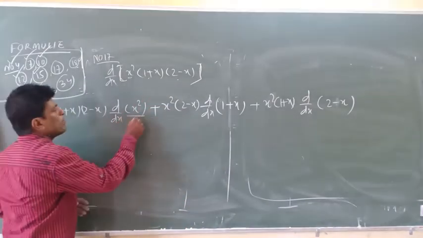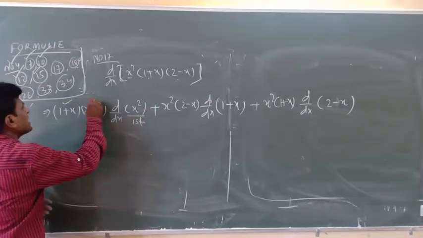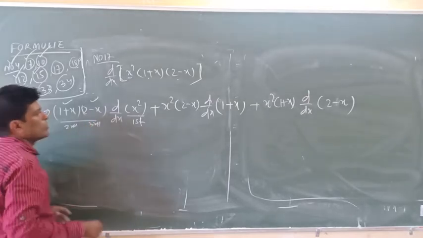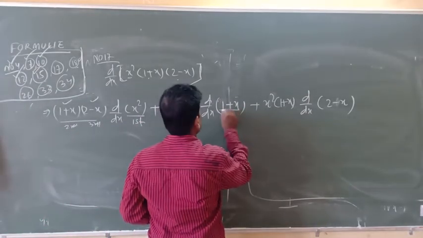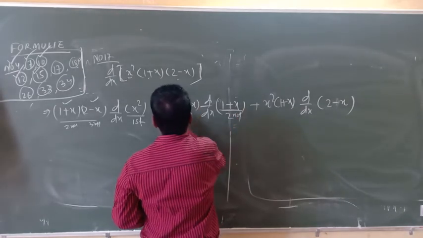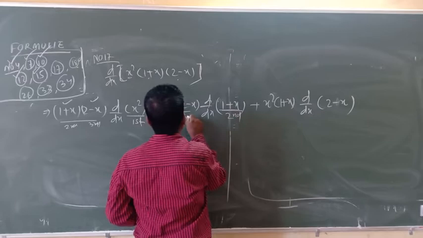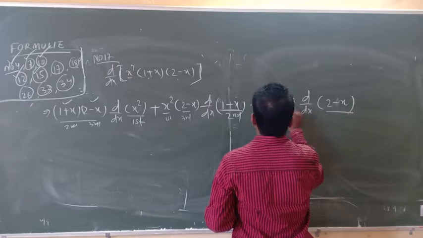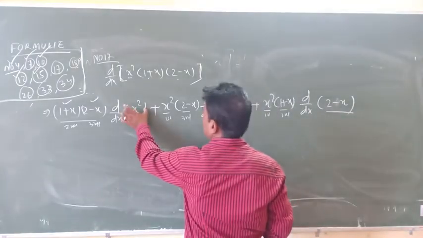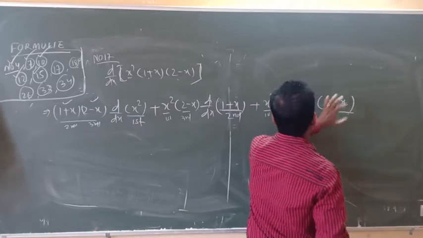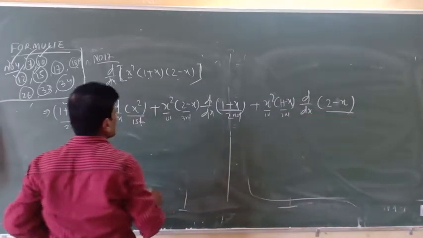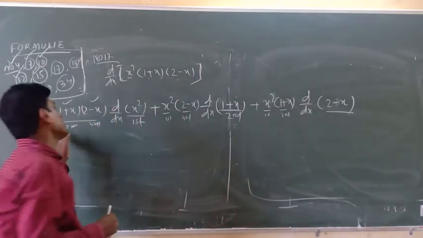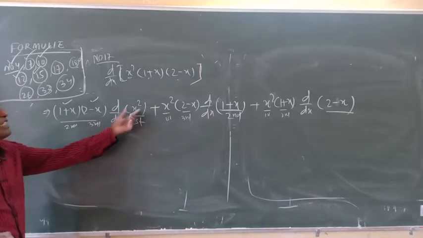Again, I told the trick. There are 3 terms multiplied. When the first term is differentiated, the second and third are constant. When the second term is differentiated, then first and third are constant. When the third is differentiated, then first and second are constant. Here first is differentiated, here second is differentiated, here third is differentiated, and the remaining 2 terms are constants. Then you know the derivative of x square is equal to 2x.